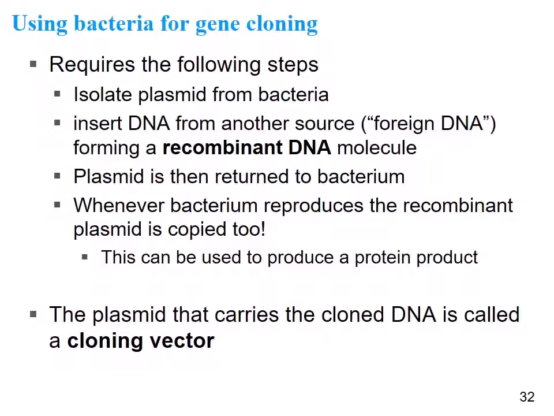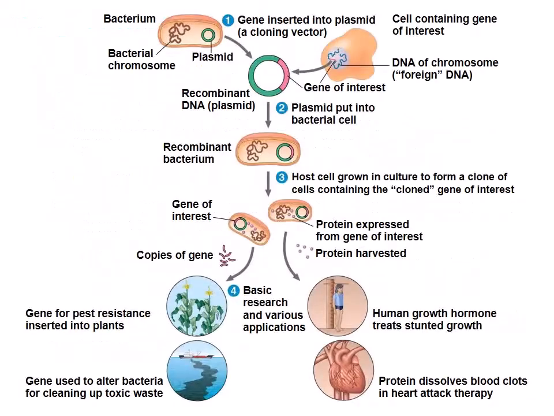And these bacteria can be used to copy this plasmid, or we can even use them to produce the protein product that that plasmid would be coding for, or that recombinant DNA molecule would code for. So the plasmid in this case that carries the cloned DNA is called a cloning vector. So here's the picture that shows you that, right?